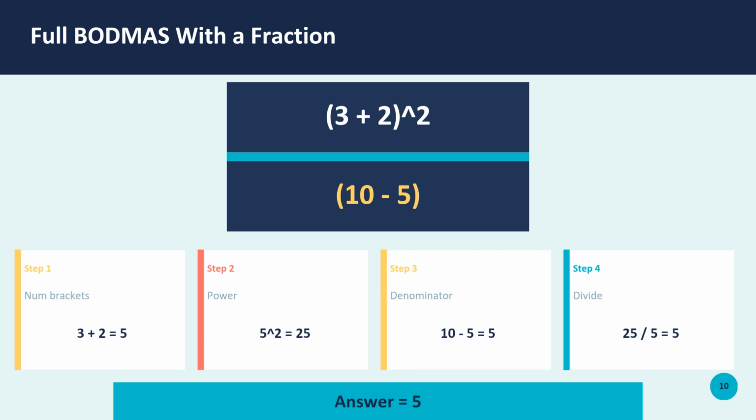3 plus 2 squared, over 10 minus 5. Brackets first. 3 plus 2 equals 5. Then the power. 5 squared equals 25. Bottom. 10 minus 5 equals 5. Then divide. 25 divided by 5 equals 5.